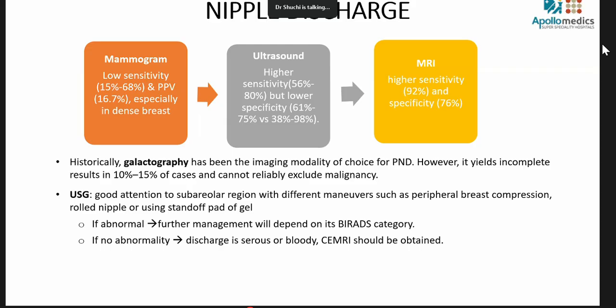Historically, galactography was also being done. However, it yields incomplete results. You will get results in only 10 to 15% of cases, and it cannot reliably exclude malignancy. So first of all, ultrasound. Any nipple discharge, do an ultrasound, with good attention to the subareolar lesion. Either do peripheral breast compression, moving your probe, pressing and then releasing it, or the rolled nipple technique, or use a standoff pad of gel. If abnormal, further management depends on what you got on your ultrasound. If there is no abnormality and the discharge is serous or bloody, then please do an MRI.